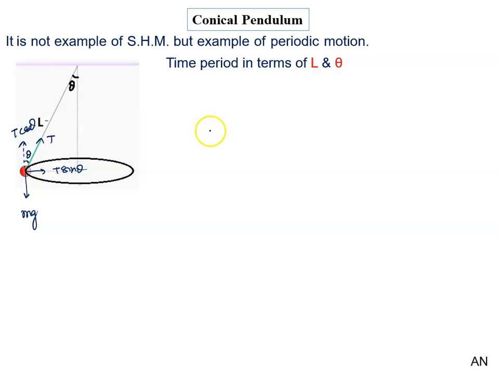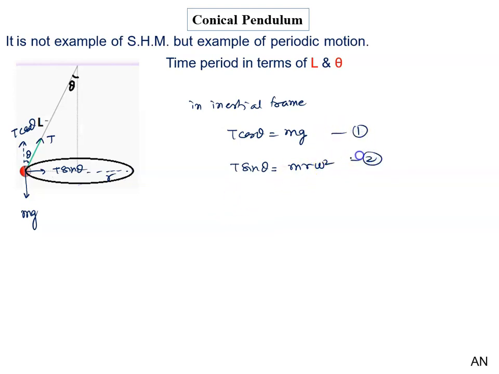So we will say we are discussing in an inertial frame, in which there is no pseudo force. So in the inertial frame we will say T cos theta is given by mg, and this T sin theta provides the necessary centripetal force, and if we say the radius is r, then it is given by m r omega square. So we say this is equation number 1, this is equation number 2.